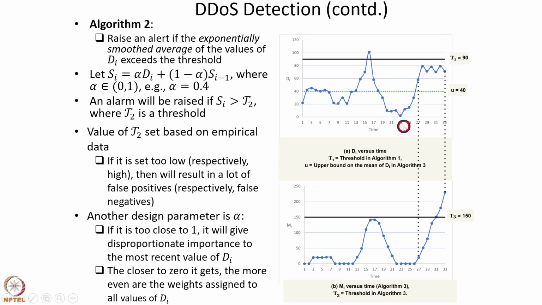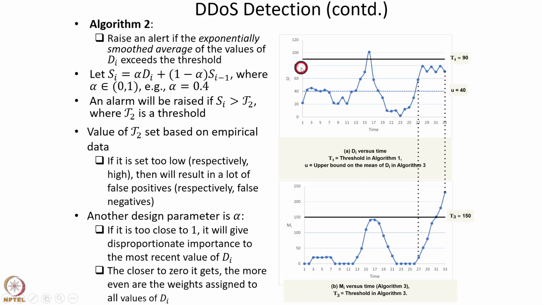Whereas in this interval 28 to 33, since di values are high for several consecutive time instants, Si will be high and likely it will be more than the threshold tau 2. So there will be no false negative in this interval. So the IDS will raise an alert.